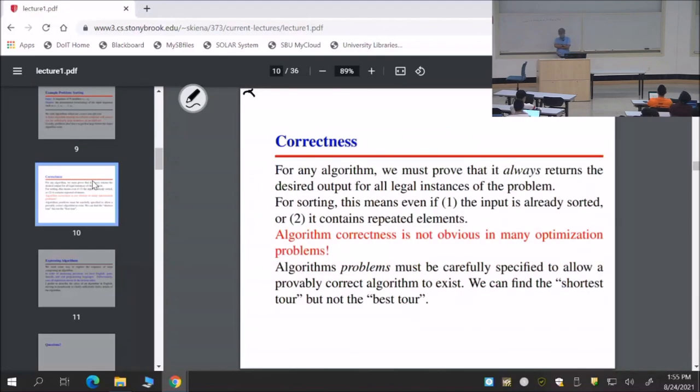Now, algorithm correctness is not an obvious thing, and this is a big point from this whole lecture. Actually, first of all, any questions so far? I guess I've been talking too much. I can tell I'm already getting a sore throat. Any questions or comments so far?